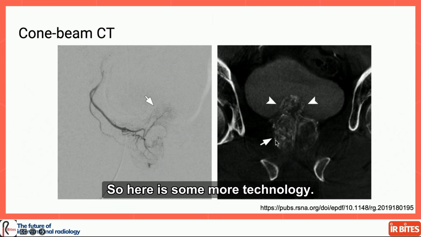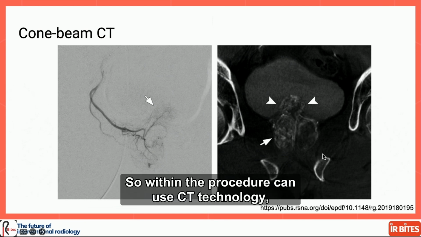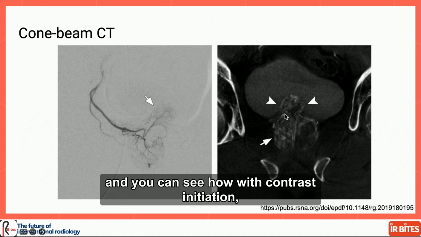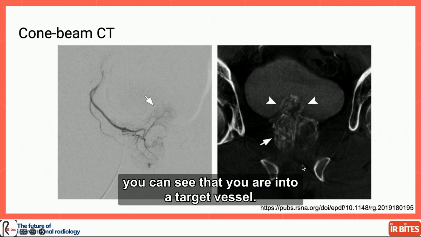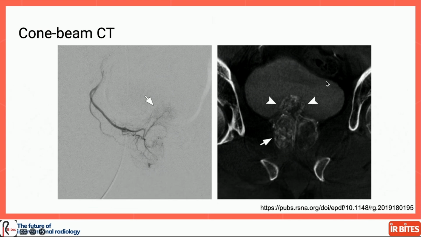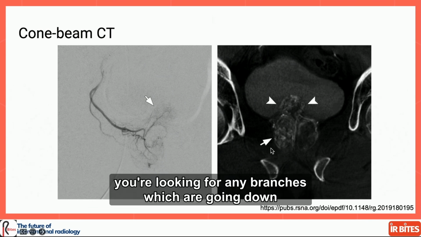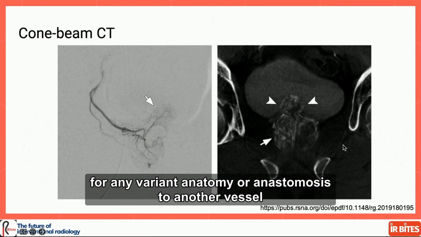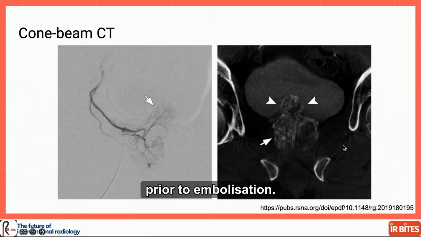So here is some more technology. Within the procedure, you can use CT technology, but in the angio suite, you can use cone beam CT, and you can see how with contrast injection, you can see that you are in a target vessel. But the main thing you're looking for here is any branches which are going down to the rectum or elsewhere, and you're looking for any variant anatomy or anastomosis to another vessel prior to embolization.